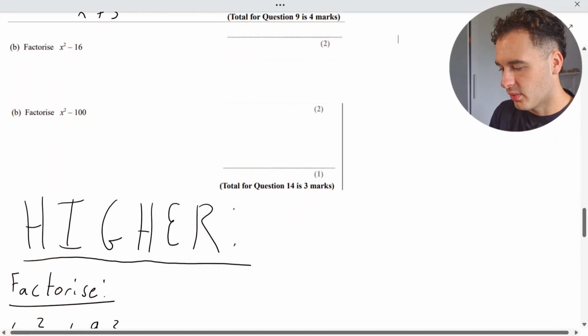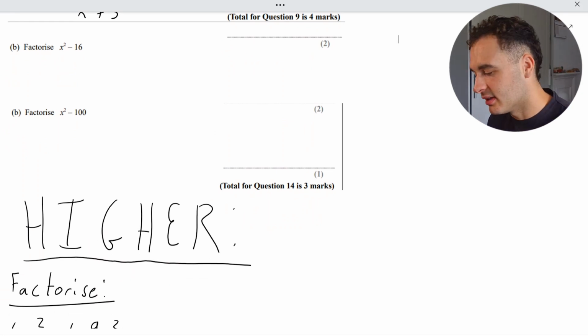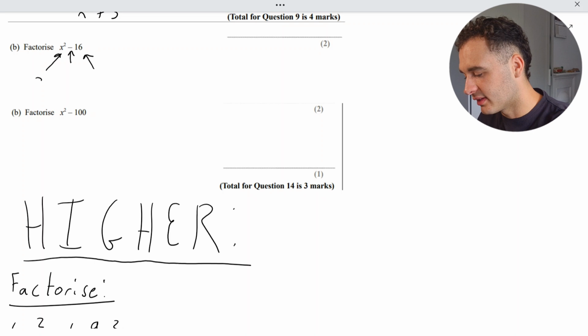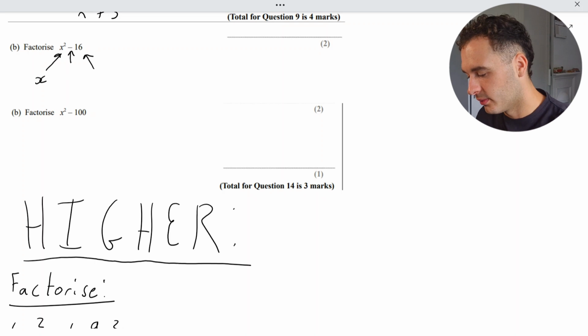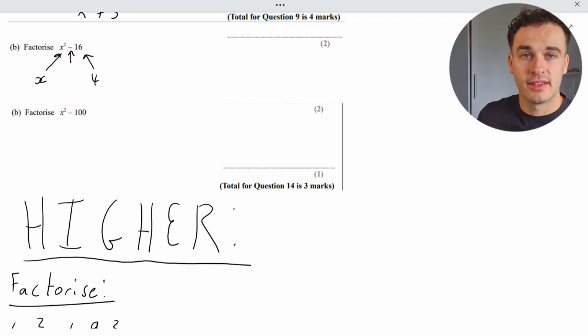Difference of two squares. What does that even mean? Well, difference of two squares is quite literally what it says in the name. It is the difference, subtraction, between two square terms. So x squared is a square term because x squared is the square of x. And 16 is a square term because 16 is the square of 4. Because x squared is x squared and 4 squared is 16.